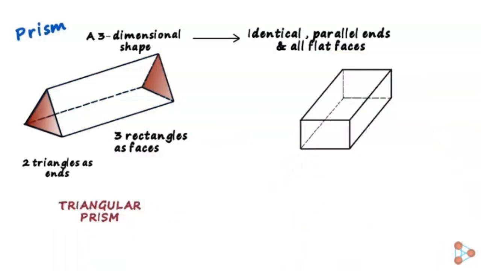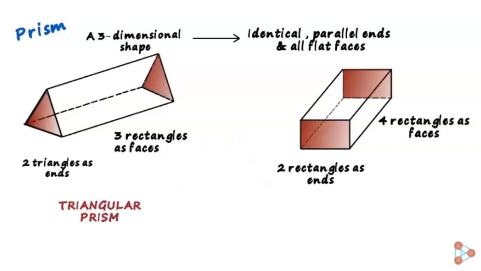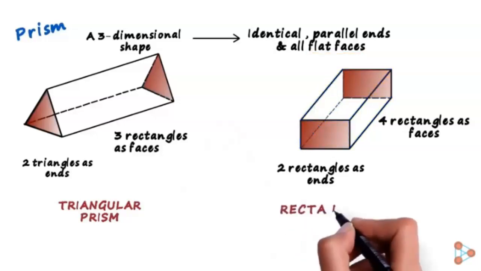Here's another 3-dimensional shape. Let me color its ends. We can see that it has 2 rectangles as ends and they are also parallel to each other. And it has 4 rectangles as faces. One on the right hand side, one on the left hand side, one at the top and one at the bottom. So all its faces are flat. This is called a rectangular prism.